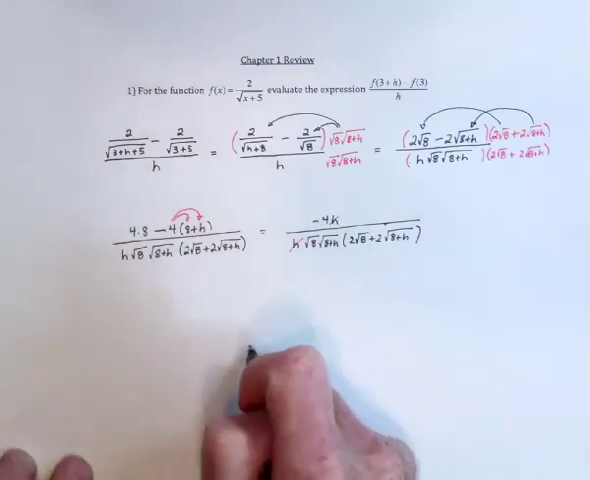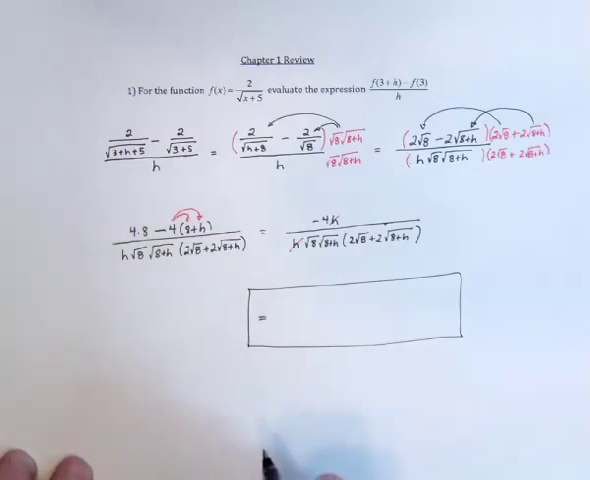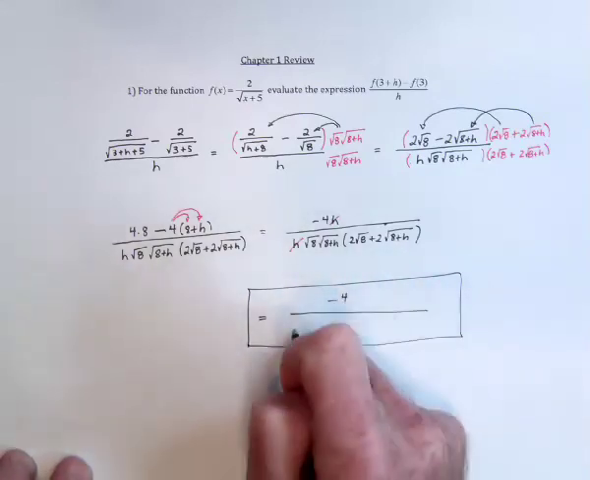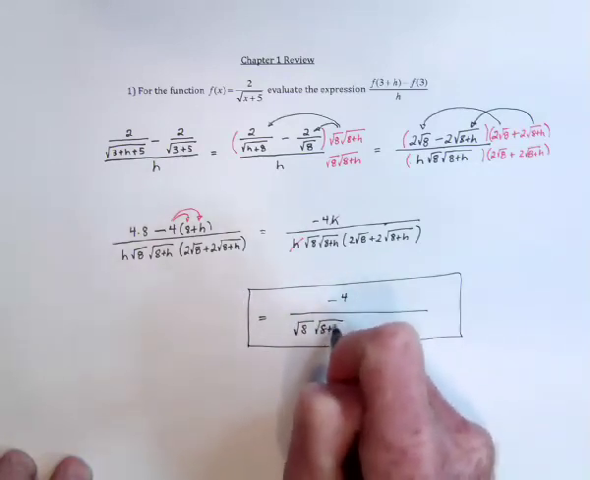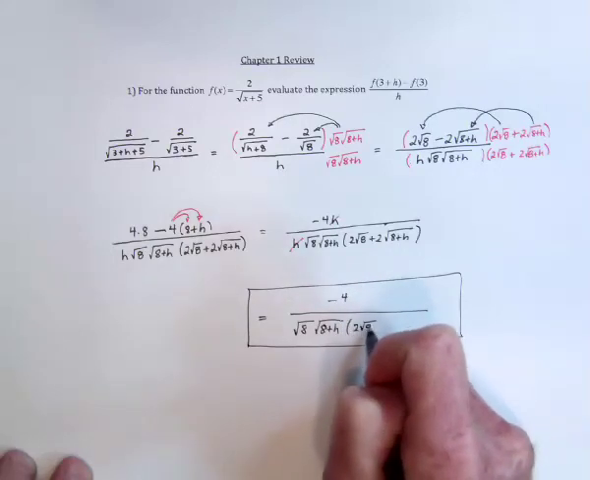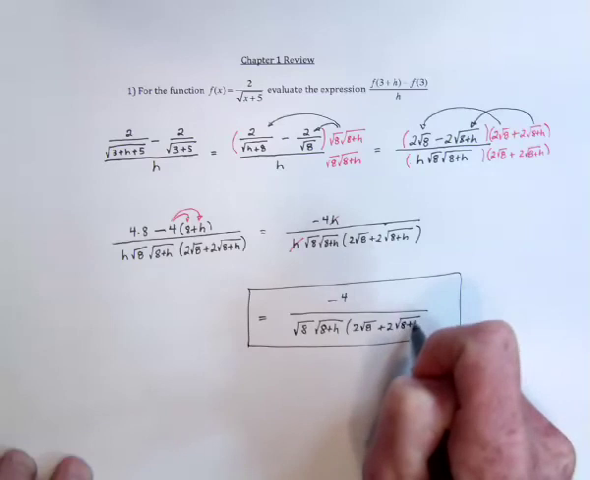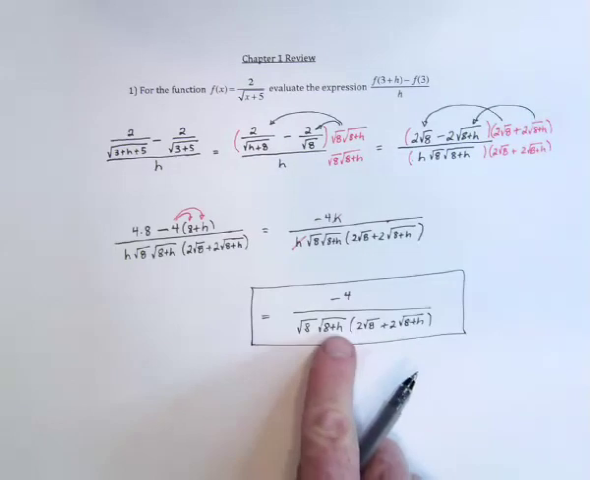And so finally, we've got the answer negative 4 over all of these square roots. And there it is, simplified. And if this was calculus, the next thing we would do is have h go to 0.